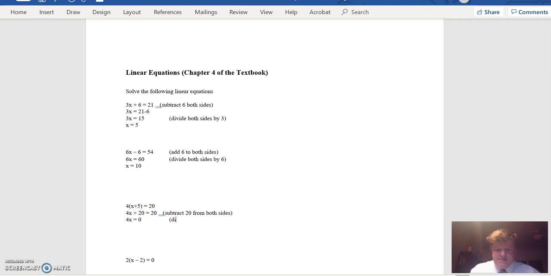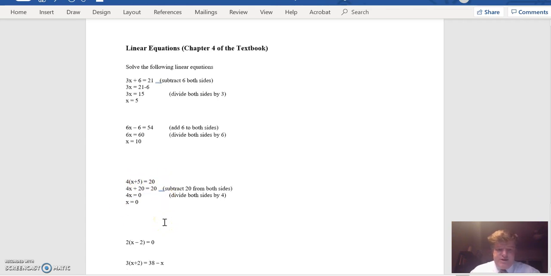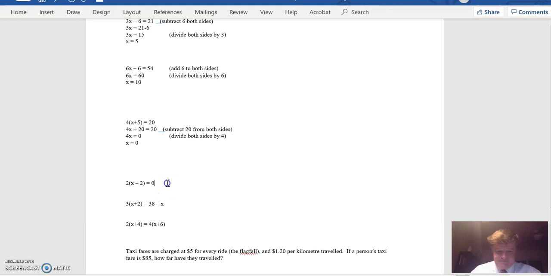Now, to get x by itself, we have to divide both sides by 4. Okay, 4x divided by 4 leaves us with x, and 0 divided by 4 equals 0. Let's quickly substitute and check we're right. 4 times, so let's do the brackets first, 0 plus 5 is 5. 4 times 5 equals 20. So that seems to work out pretty nicely.